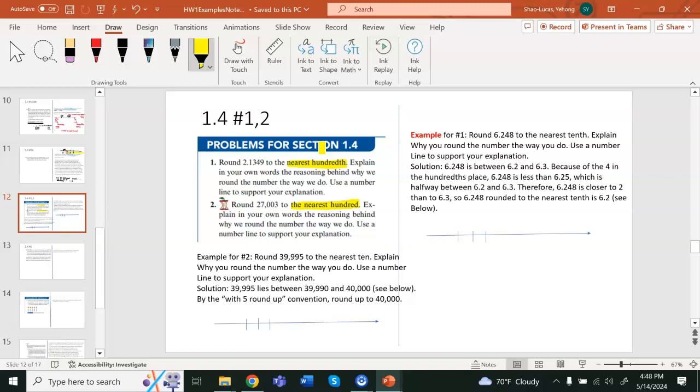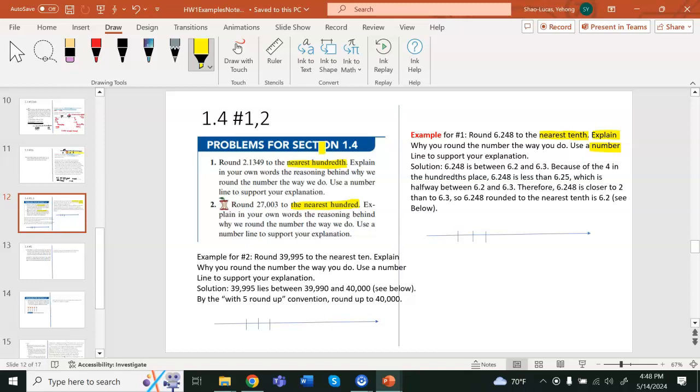So for example, for decimals, if I want to round it to the nearest tenth, first we need to answer that question: what is the answer if we round it to the nearest tenth? And secondly, we need to explain why we round the number the way we do, and in the explanation, we must use a number line. So there are three questions we need to answer here.